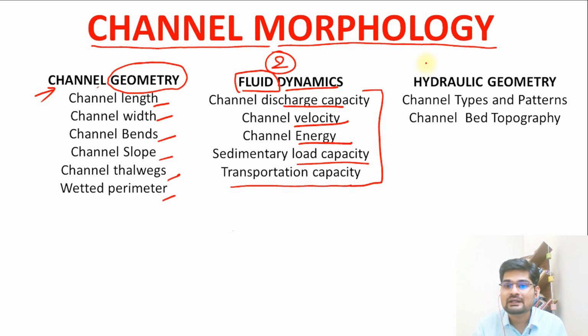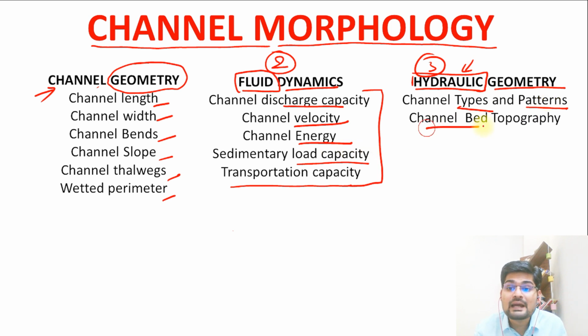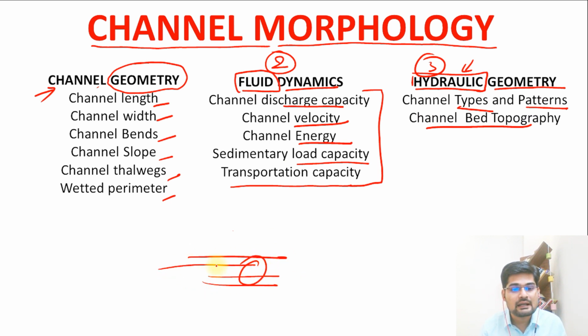And the third component is the hydraulic geometry. So it is basically related to what? The hydrosphere specifically. So the water component, its types, its patterns. So what are the various types of the channels? What is its geometry like? Then how is this channel bed? So basically this bed on which this channel is there, how does it look like? What are the important components of it?